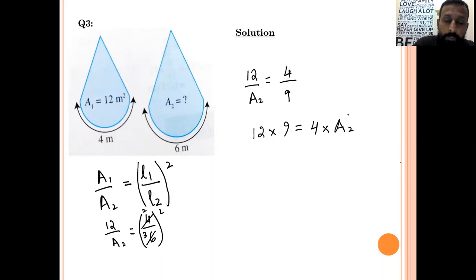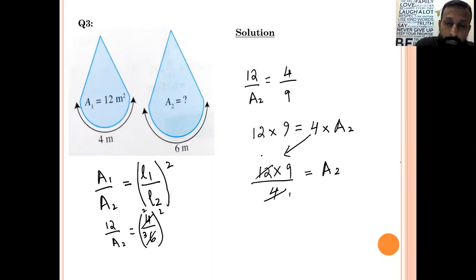Now what is unknown? Area A2 is unknown. You can cross multiply this 4 downwards. 12 into 9 upon 4 equals A2. So 4 ones are 4, 4 threes are 12, and 3 nines are 27. Therefore, the unknown area A2 is 27 meters square.